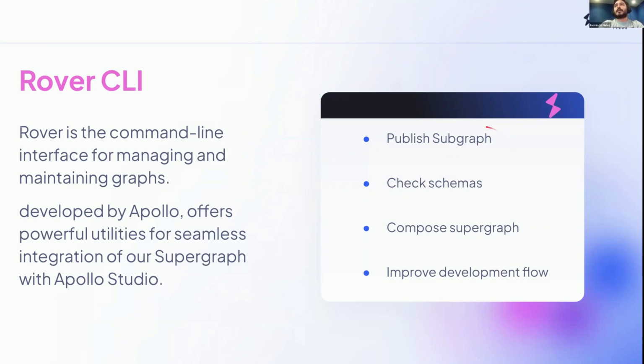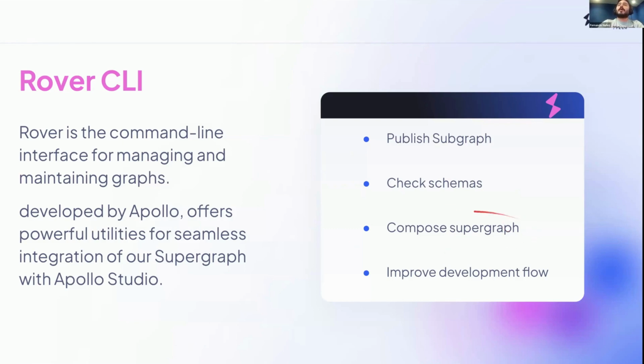For example, one of those tasks is that we can publish a subgraph to Apollo through Rover. Also, we can check schemas. Basically, what check schema does is validate that our subgraph schema is properly defined, doesn't have any error, and also that it is able to compose the supergraph correctly.